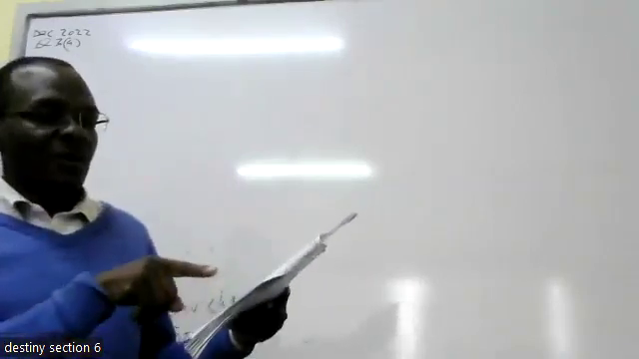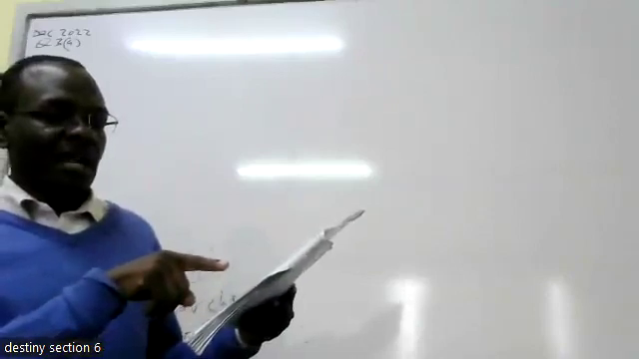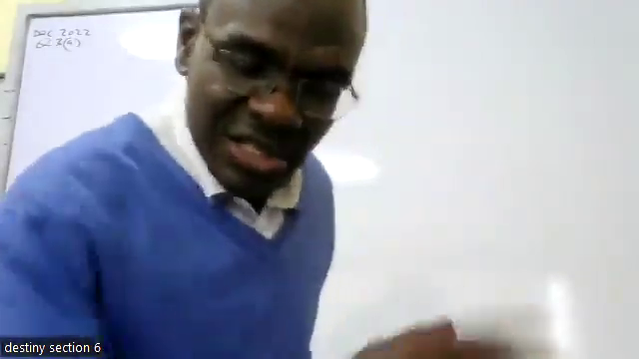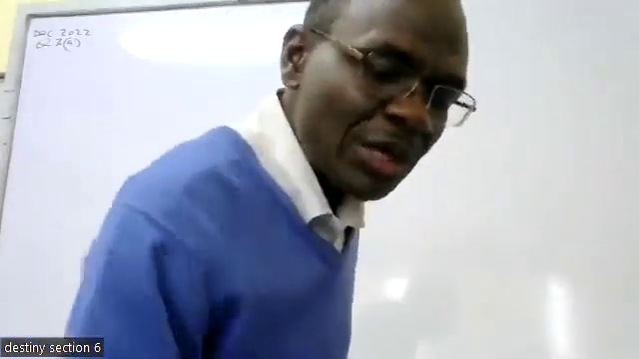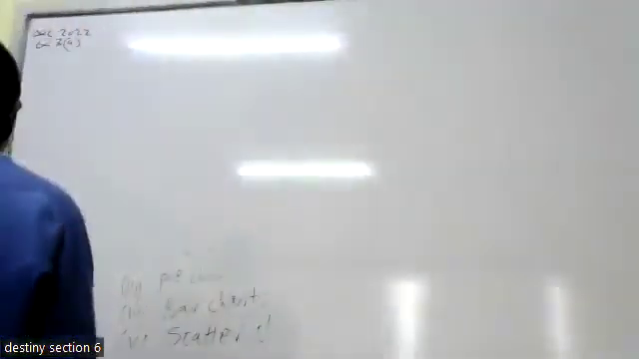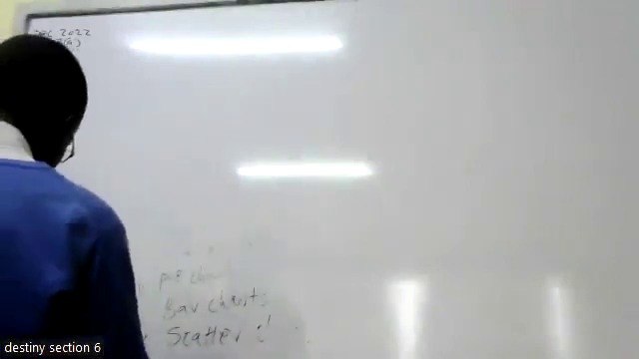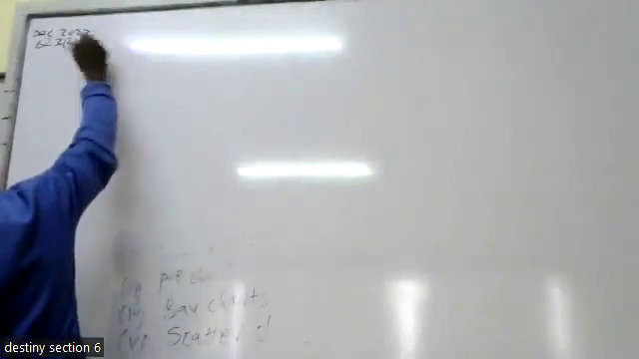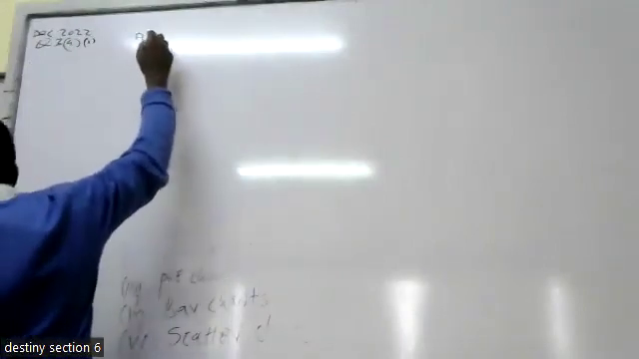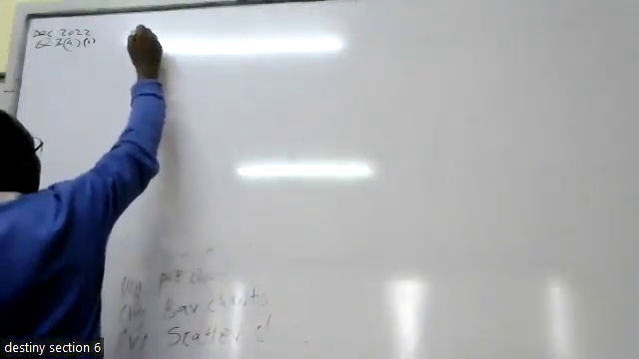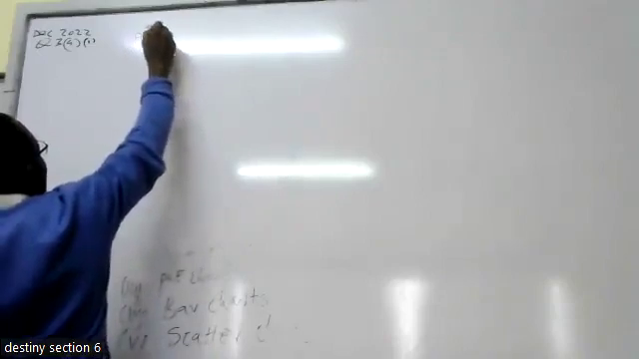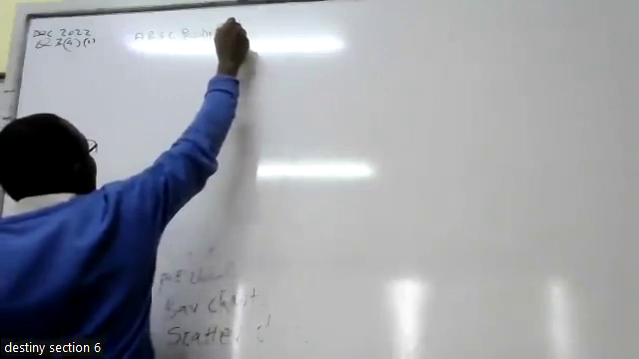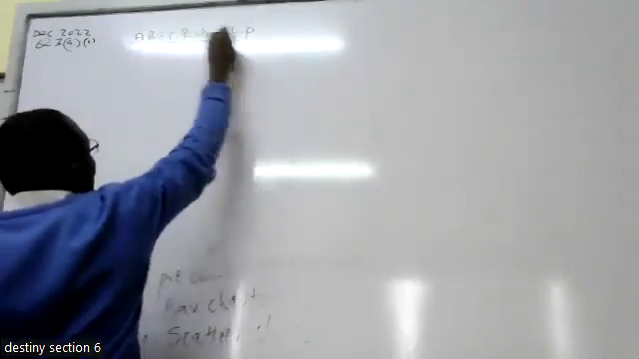Because cash sales umepewa not one. Kuna cash sales ya ngapi? Amounting to 384,000. Anyway, let's just put the framework. Then we'll get the item slowly as we go on. So in it were A, B, and C partnership. A, B, and C partnership.